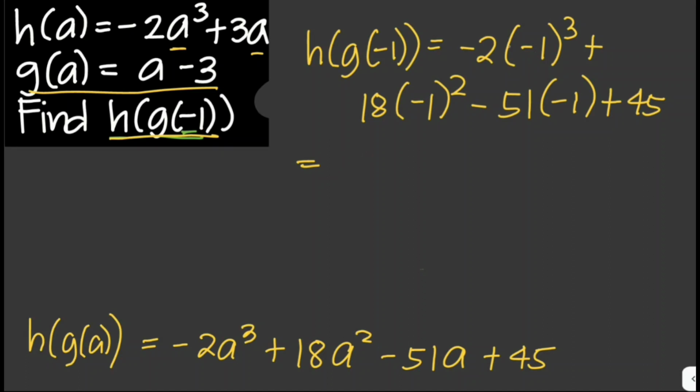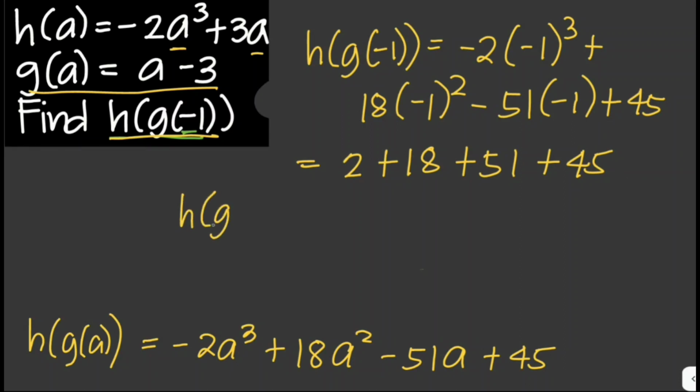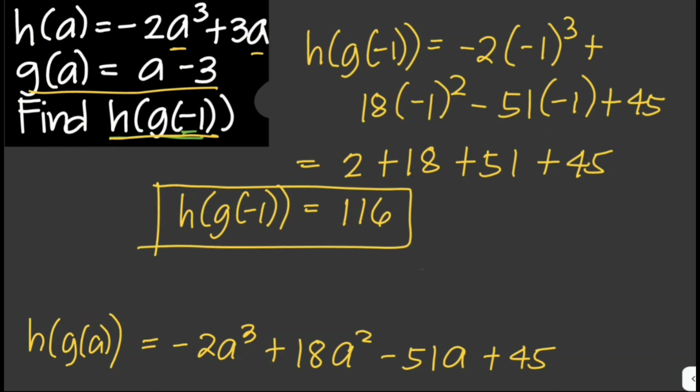So this is negative 2 times negative 1 is positive 2. Negative 1 squared is positive 1 times 18 is positive 18. Negative 51 times negative 1 is positive 51 plus 45. Then solving this would give us 116. Therefore, the value of h of g of negative 1 is just equal to 116.